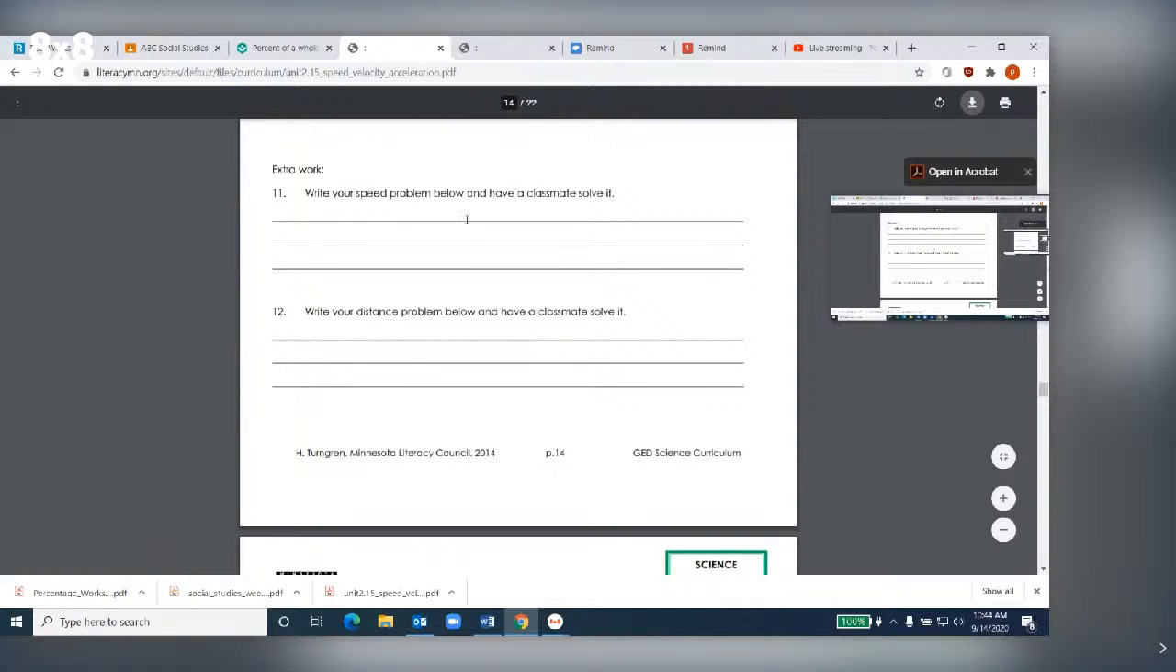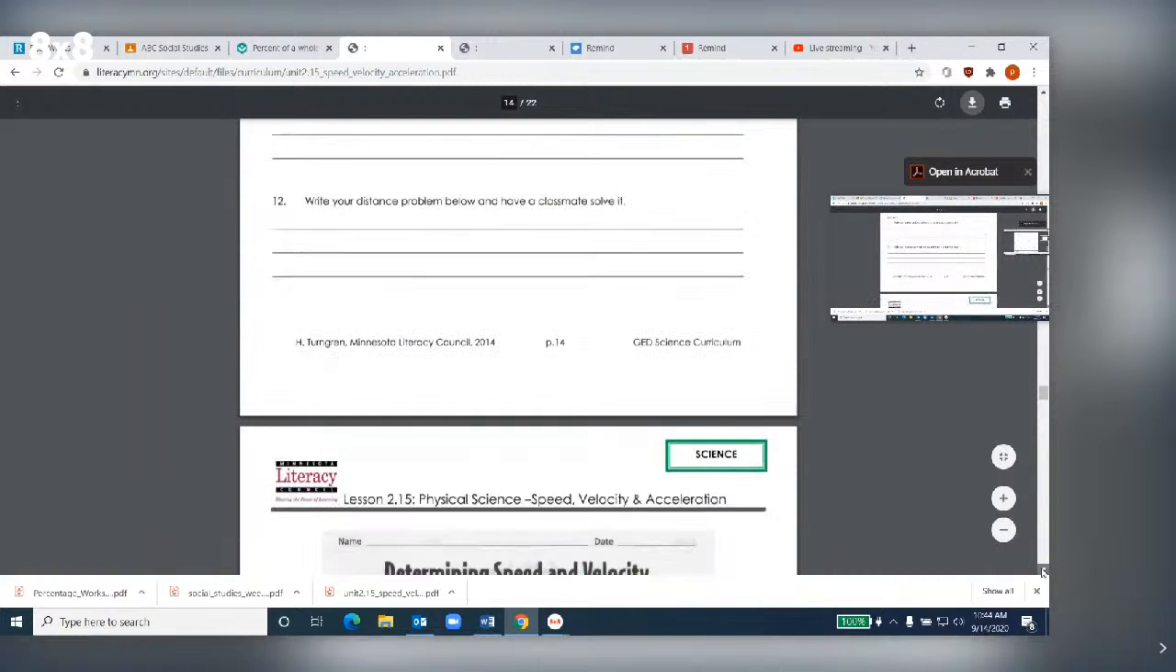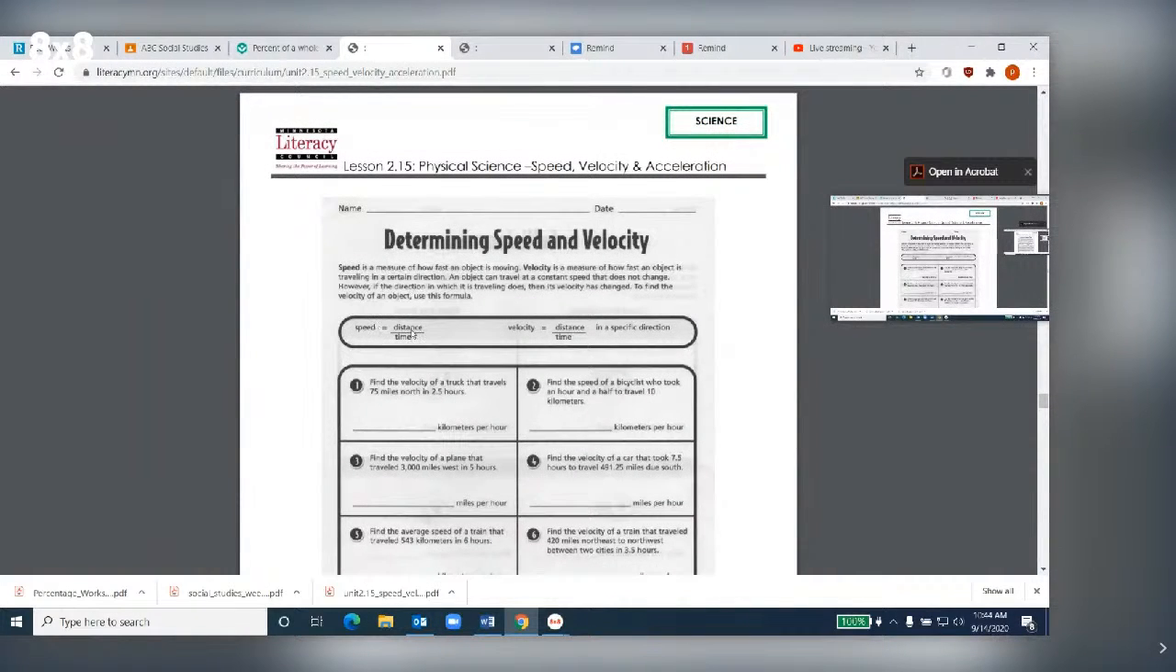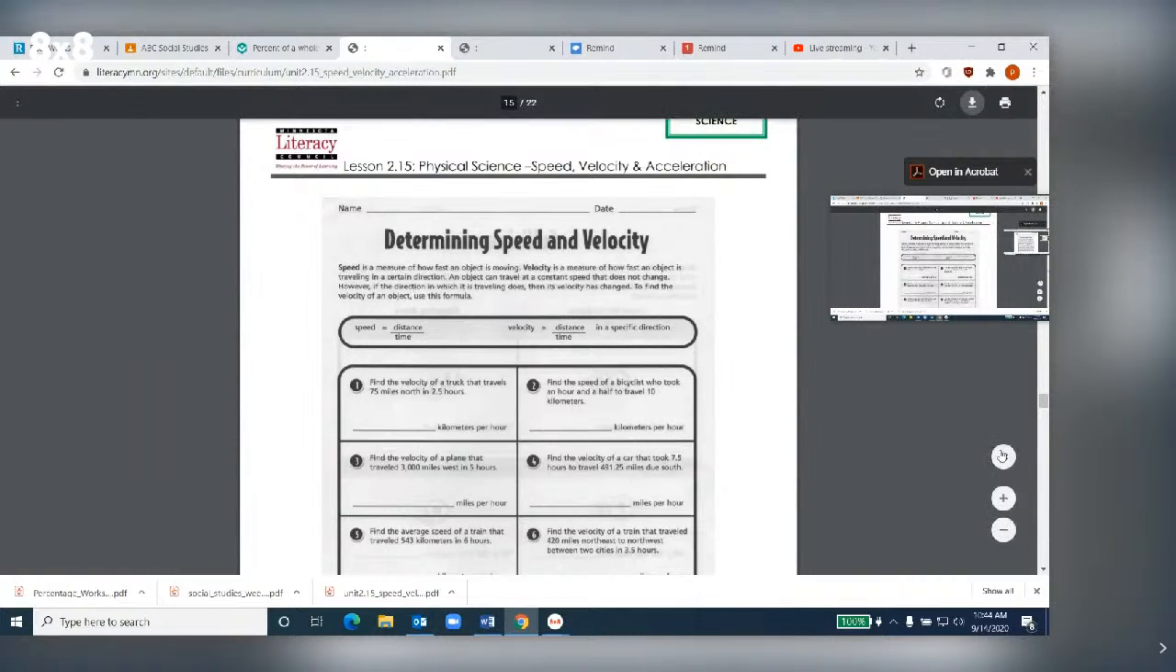So it just asks you to write a speed problem and a distance problem. And then right here, these are some more ones you can practice. You can have speed equals distance over time, and velocity is distance over time in a specific direction. So that would be either east, west, north, south.